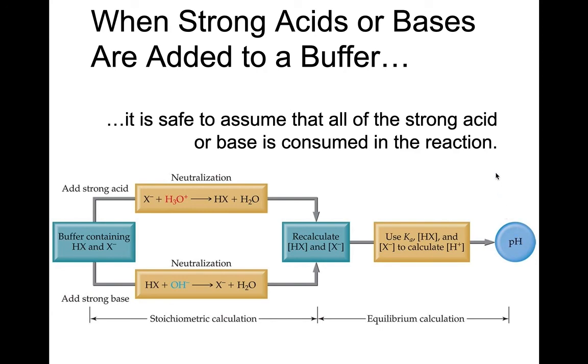Alright, we're going to do more buffer calculations and more titration information in the next lesson, but hopefully that was a good intro to this type of problem.